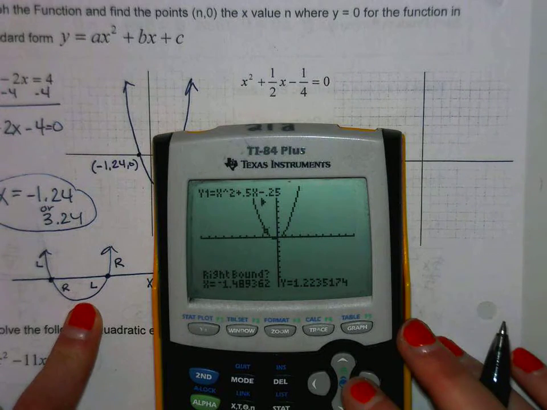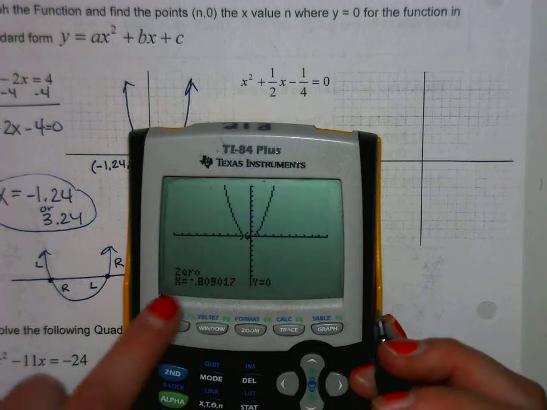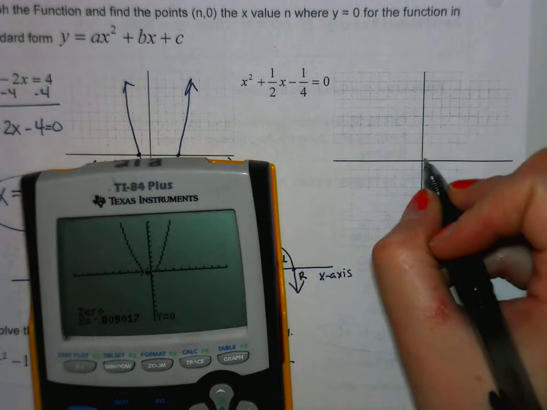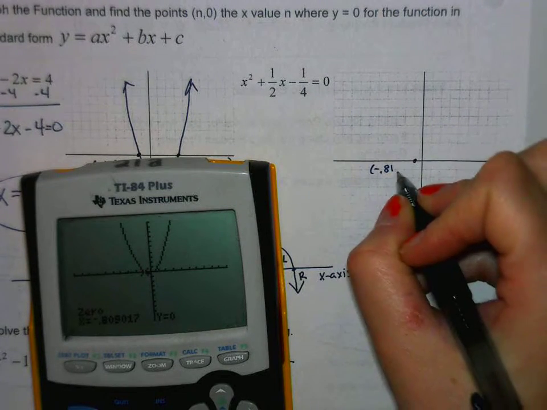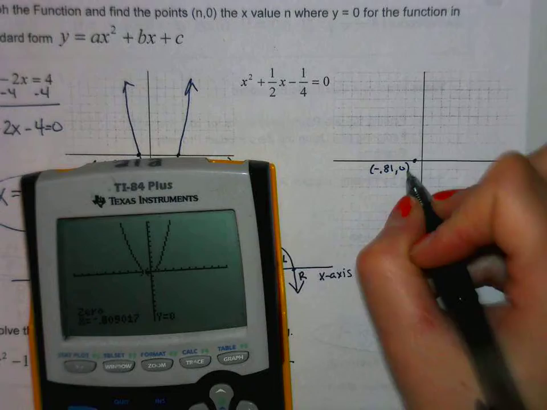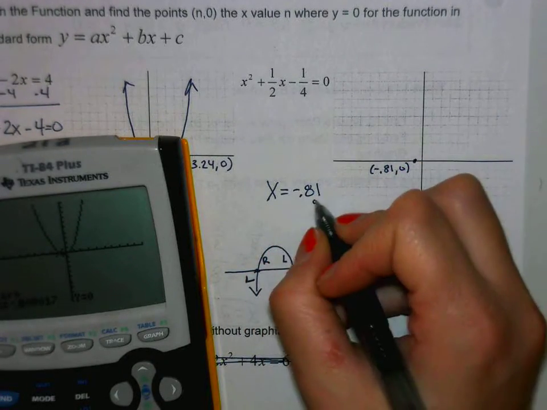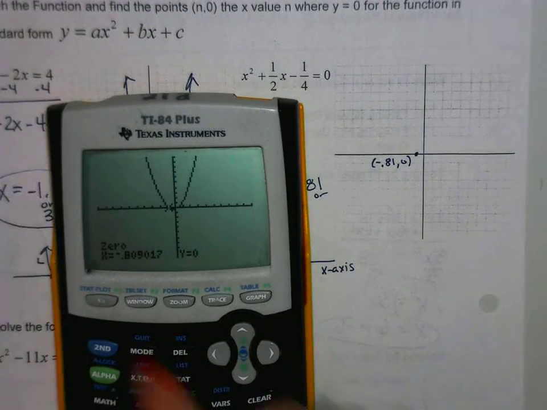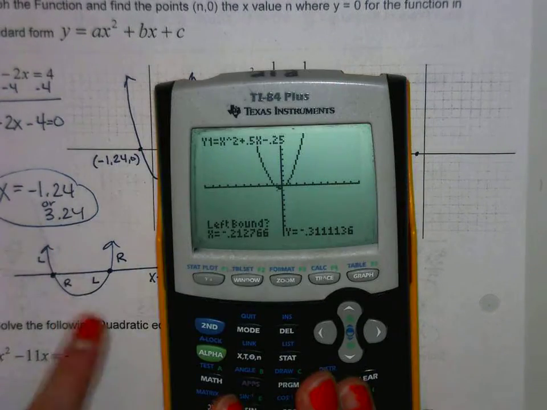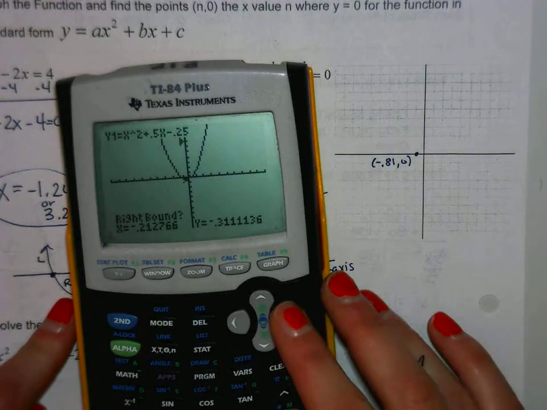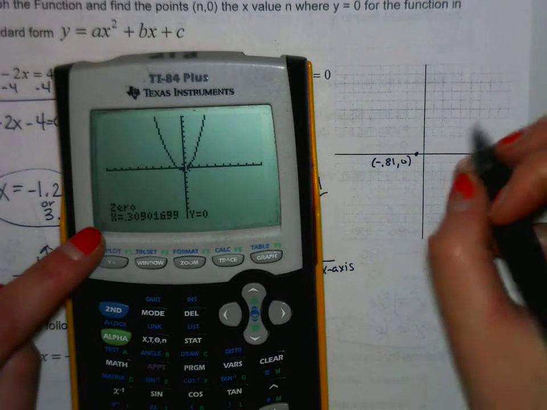So we have 0 at negative 0.81. So negative 81 hundredths. So we know one solution, x equals negative 81 hundredths. Let's find the second one. So second, trace, 2. Left bound is down below now. Right bound is above. Then hit guess. We're at 31 hundredths this time.